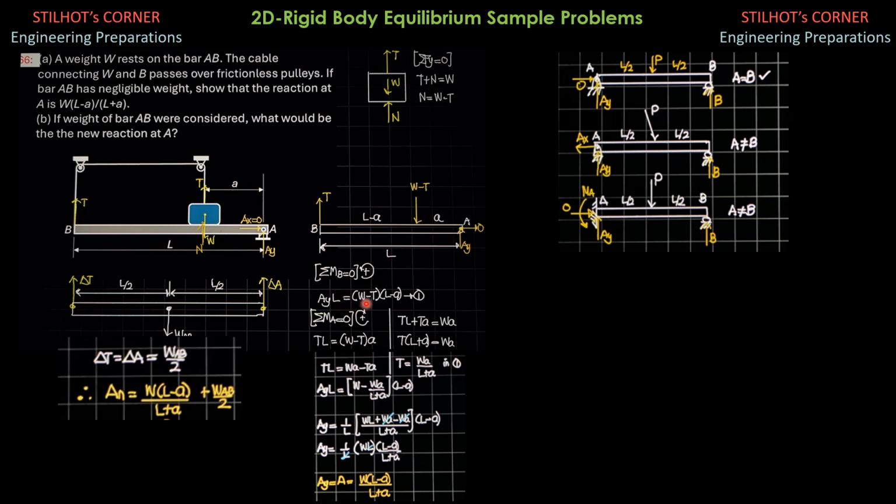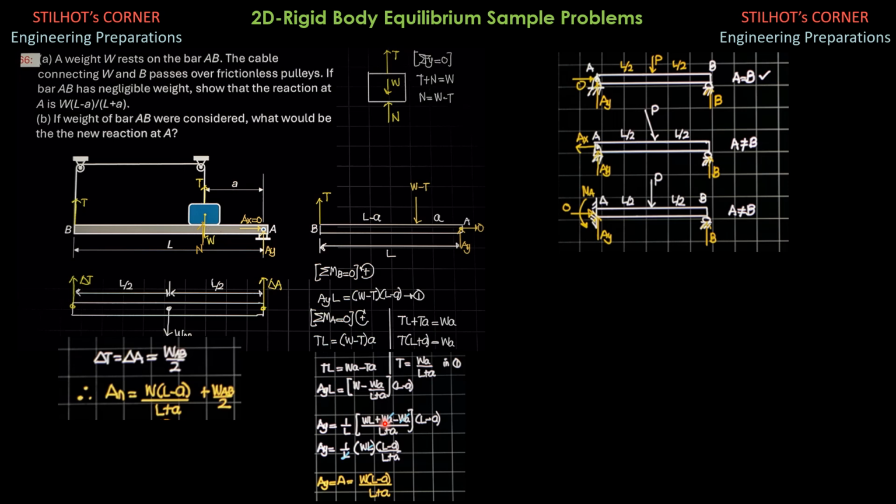AY times L equals quantity, I change parentheses to brackets. So we have W minus T, and T is WA over L plus A. Then close, then we have L minus A. So simplifying inside the brackets by algebra, cross multiply, LCD is L plus A. So we have AY equals 1 over L. Then inside the brackets, we have WL plus WA minus WA, then all over L plus A. Then copy quantity L minus A.